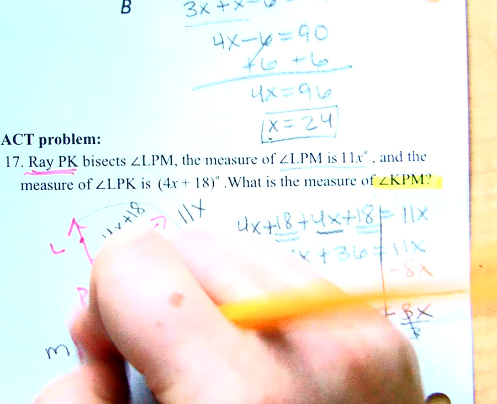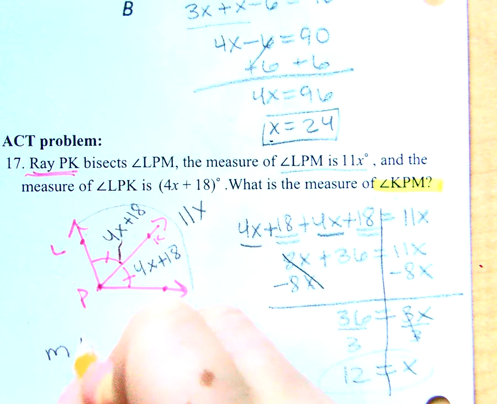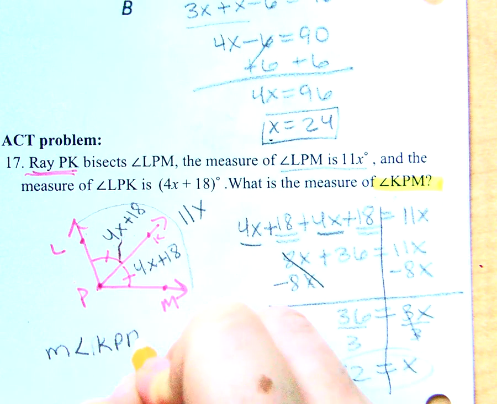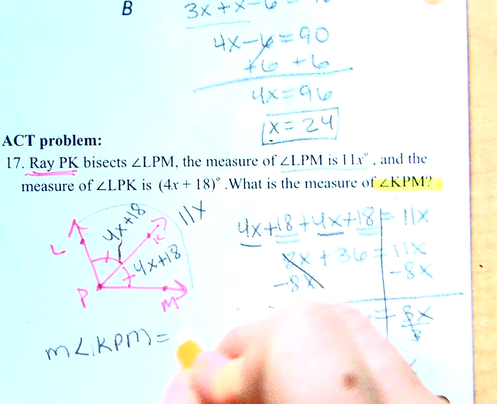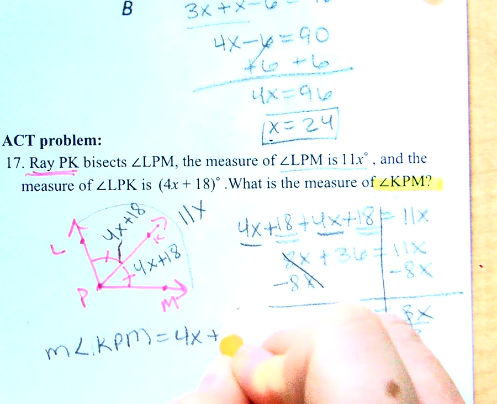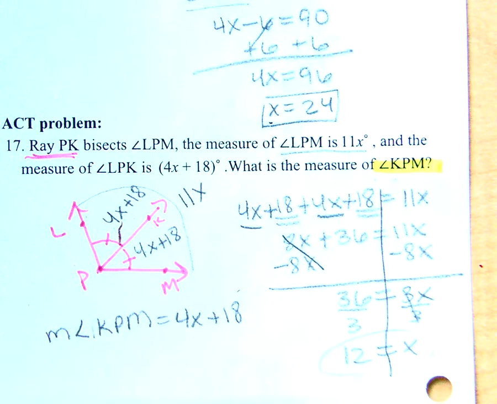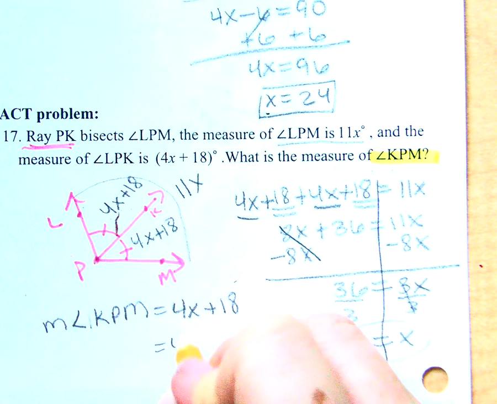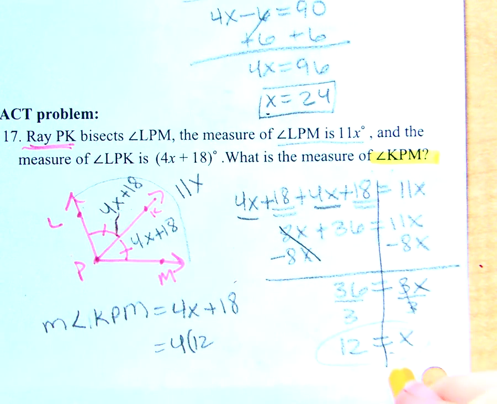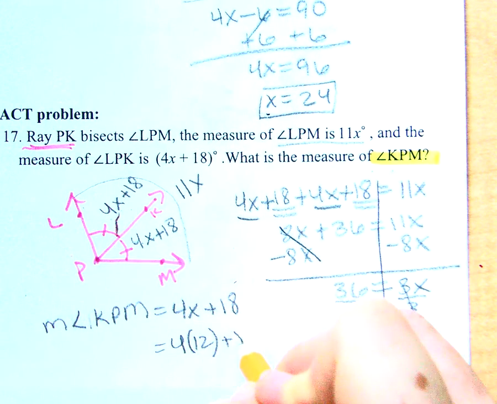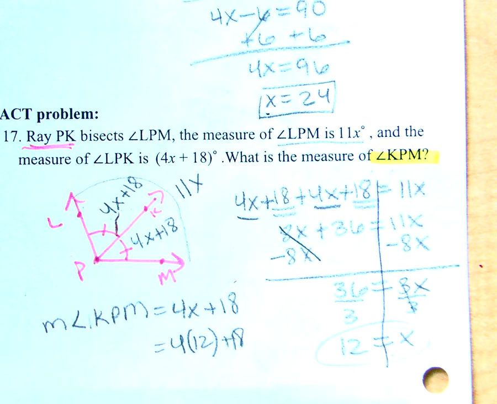Might help if I had an angle symbol here. Of angle KPM by taking 4, multiplying it times x, and adding 18 to it. Right? So that would be 4 multiplied times the x, which I found, which was 12, and then adding 18 to it. So 4 times 12 is 48, and then 18 more is 66 degrees. Okay?